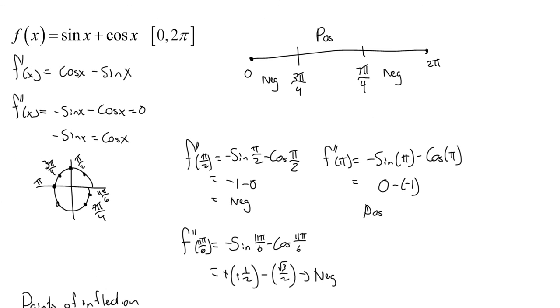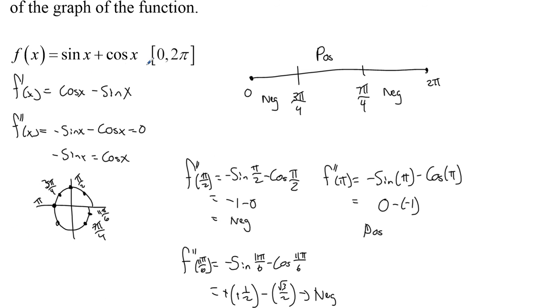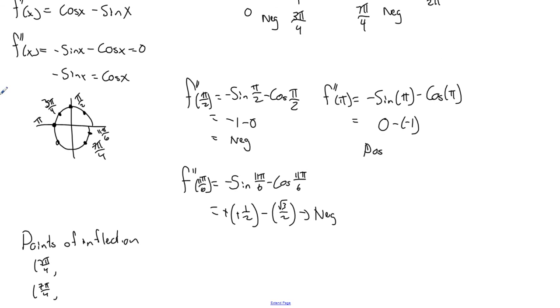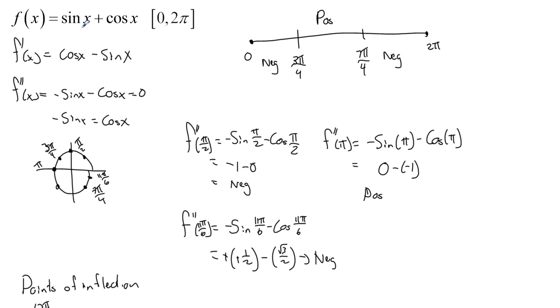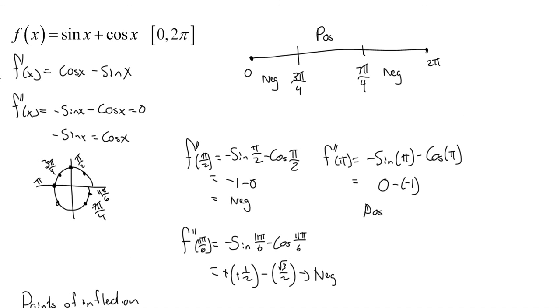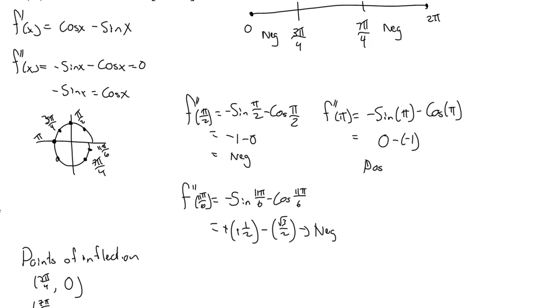Now, points of inflection are actually on the curve, so we want to plug into the original to get the y values. The sine of 3π/4 is square root of 2 over 2, and, excuse me, the cosine will be negative square root of 2 over 2. So when I add those together, it's 0. Oh, that was nice.